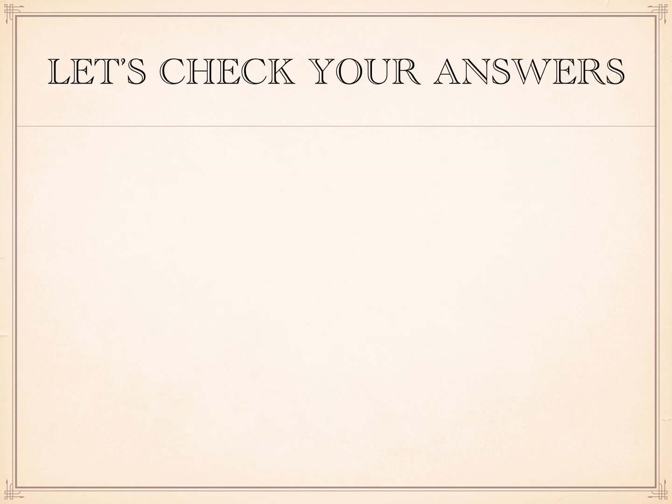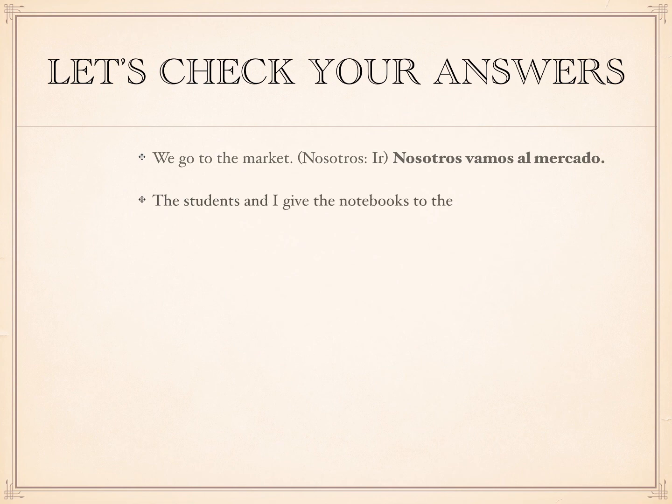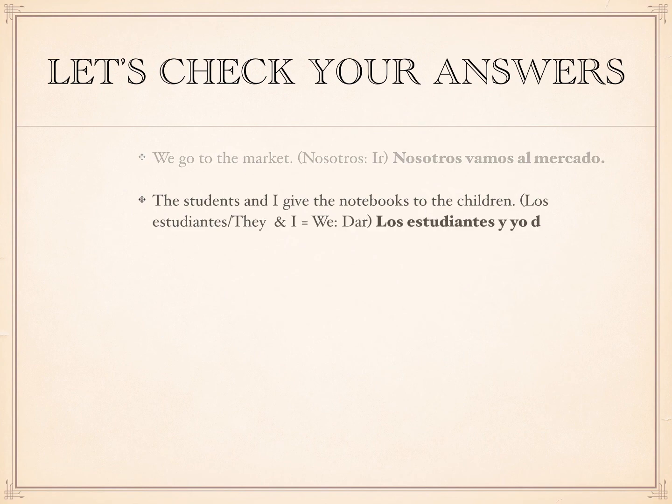All right, let's check our answers. The first sentence. We go to the market. We is the subject. And what are we doing? We're going, so we're going to use ir. Nosotros, fourth box, vamos al mercado. The students and I give the notebooks to the children. Well, if the students are the ones giving, as well as I, they and I, we're going to use we. Los estudiantes y yo damos los cuadernos a los niños. Wow, that was a tongue twister. Los estudiantes y yo damos los cuadernos a los niños.